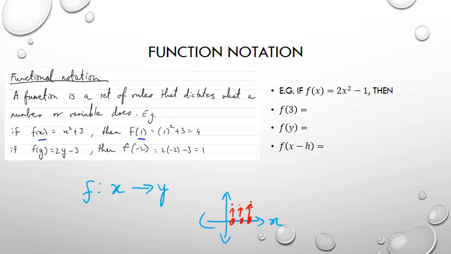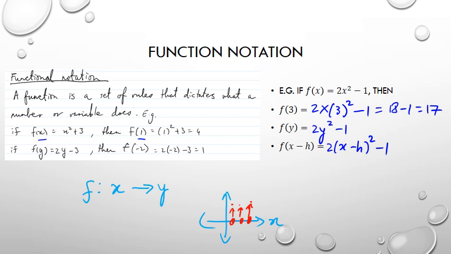So let's have a look at the example on the right. You have f of x equals 2x squared minus 1. So then f of 3, we replace the x with 3. So then we have 2 times 3 squared minus 1, which then gives us 18 minus 1, which is 17. If it says y, then we just replace the x with a y instead, like so. If it says f of x minus h, again, you just replace the x with x minus h, like so.